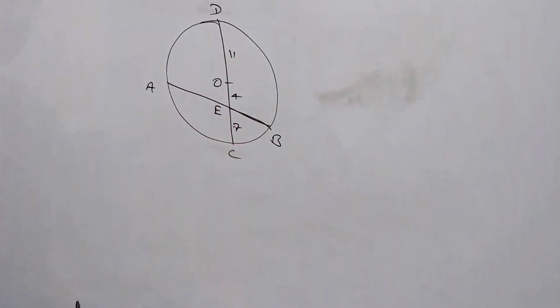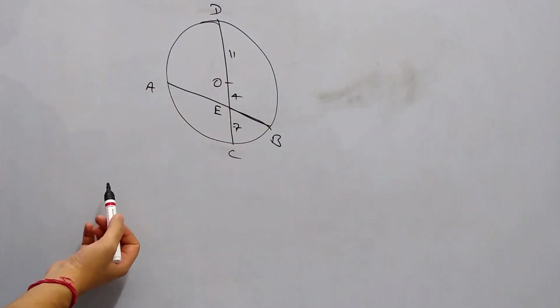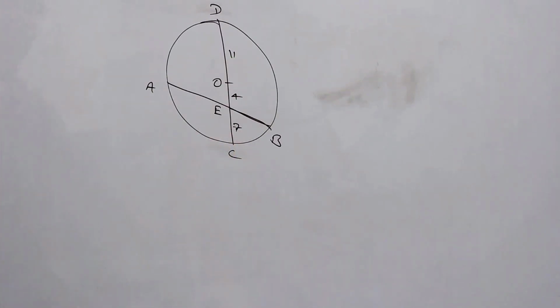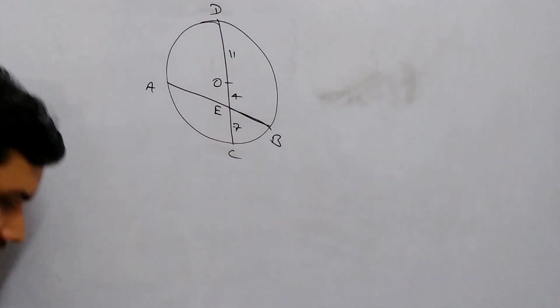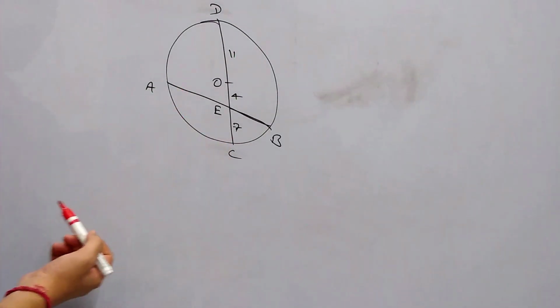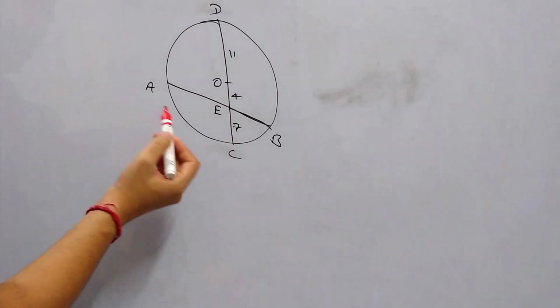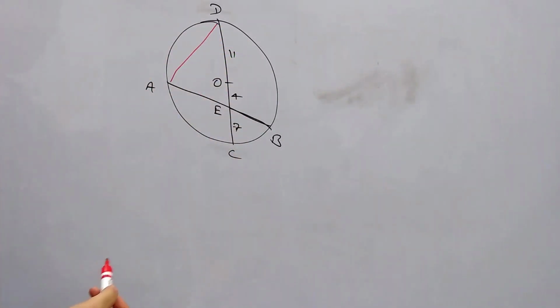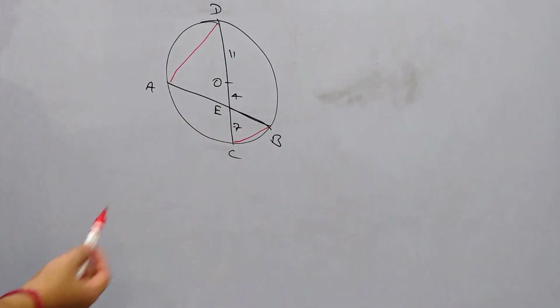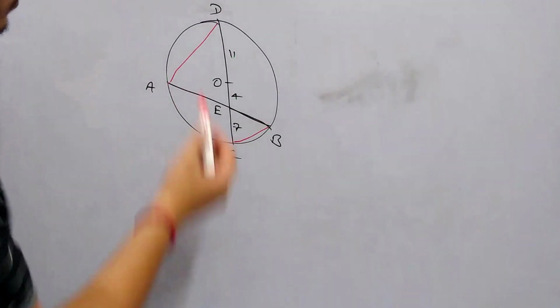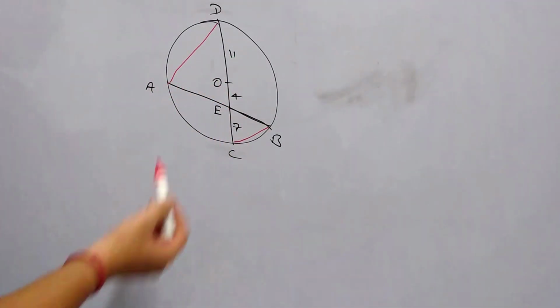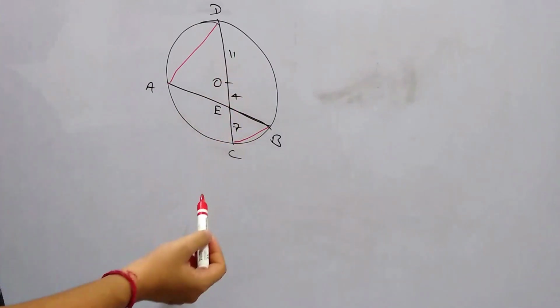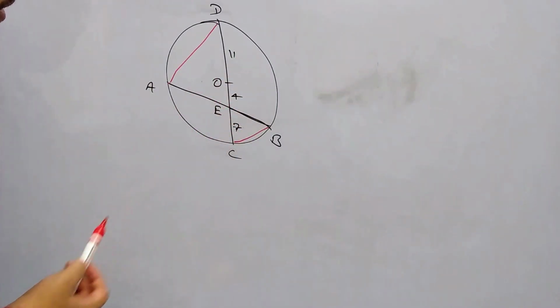Okay. So this diameter is given, and the entire length of AB is given. So we need to find out the difference between AE and EB. So if we join any two points, AD or BC, let's say we join AD, okay, and BC. Because this quadrilateral is a cyclic quadrilateral, the diagonals inside will make these two triangles similar.